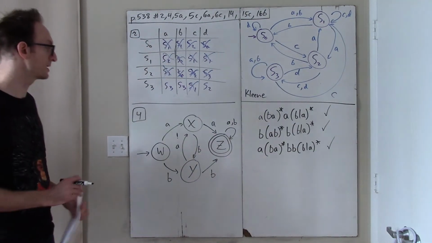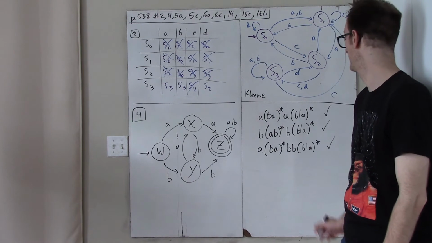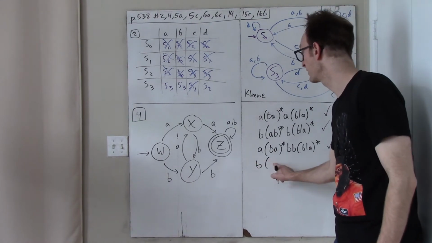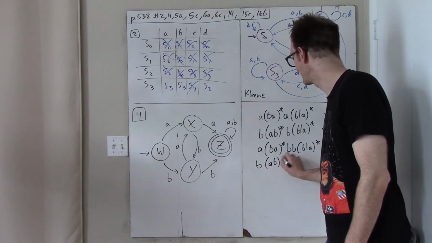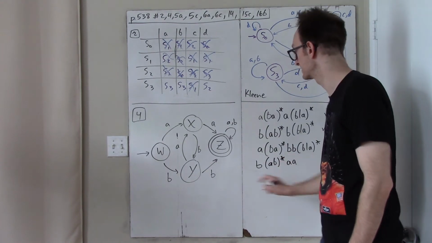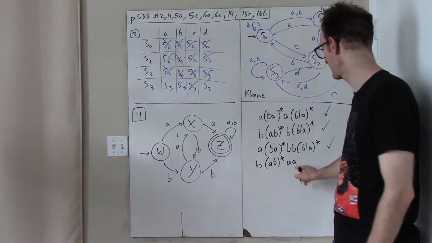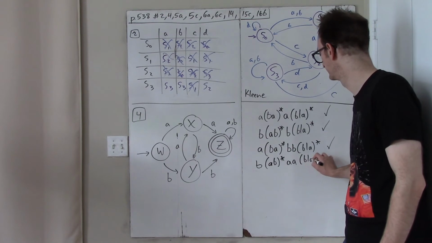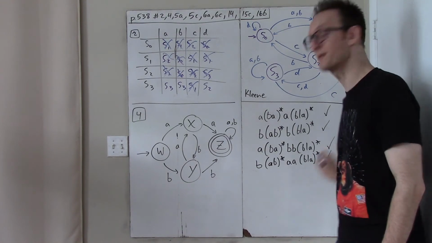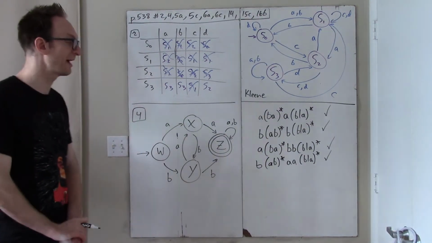And then the final one, analogously, would be B followed by some A, B loops, followed by two A's. Because I'm in Y, and AA is another legit path from Y to Z, followed by anything. Okay, so that was hard. And I'm only 99% sure that I'm right.